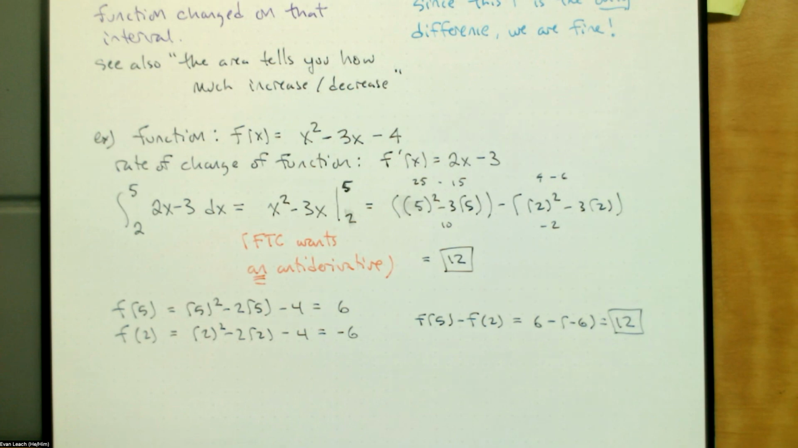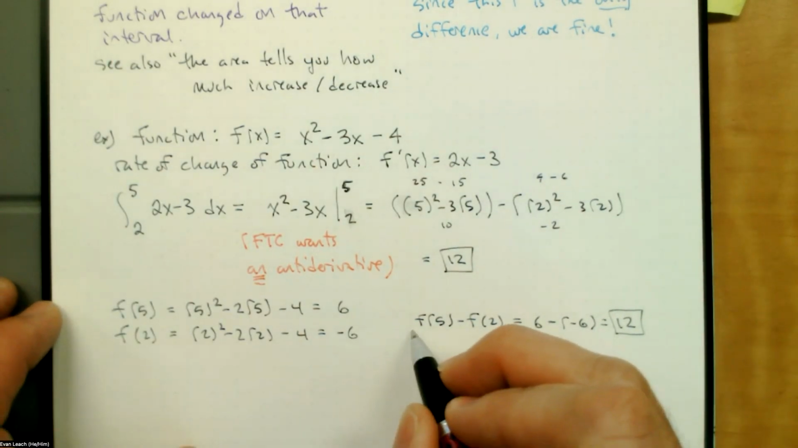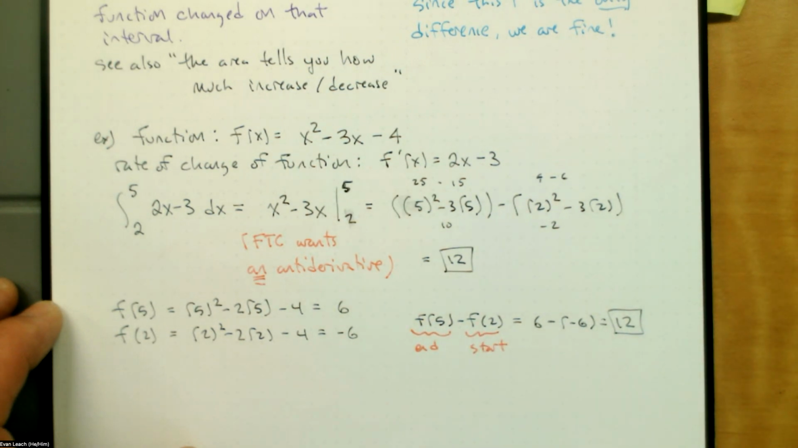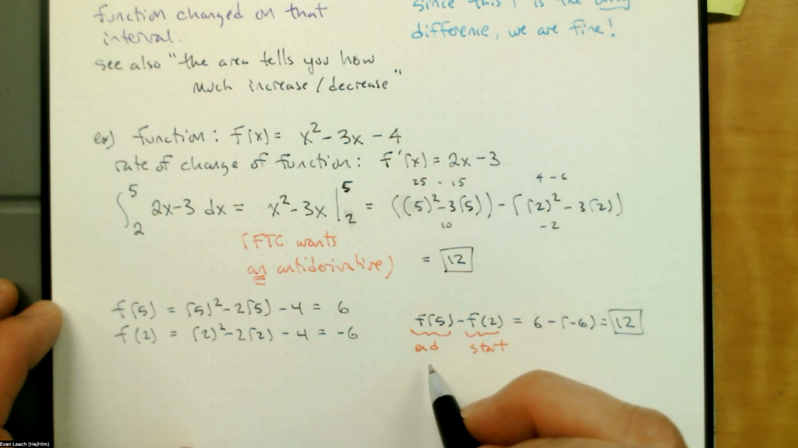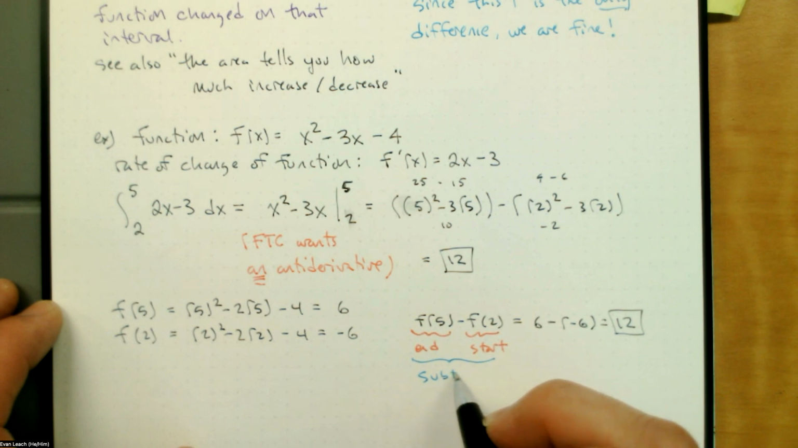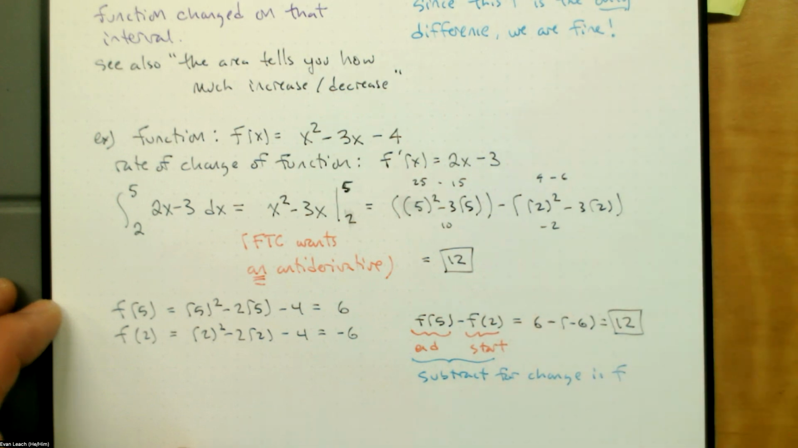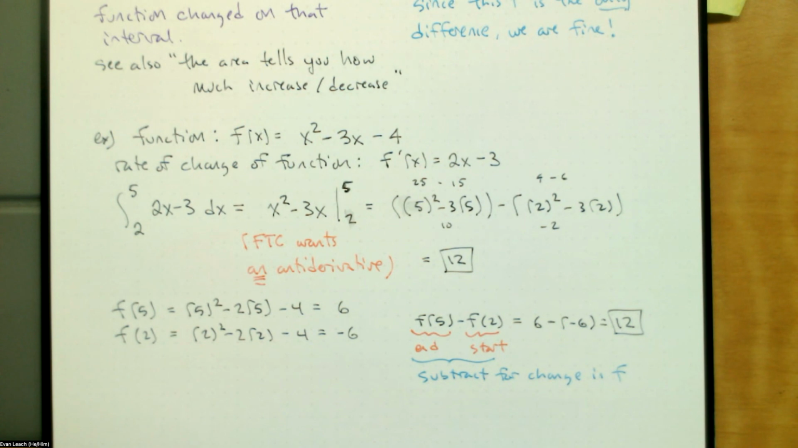To calculate the difference, we subtract. So f of 5 minus f of 2 is how much the function changed from x equals 2 to x equals 5, where we ended up minus where we started. So f of 5 is where we ended up, the value of the function at 5. f of 2 is where the function started on the interval. We subtract for the amount of change in the function.